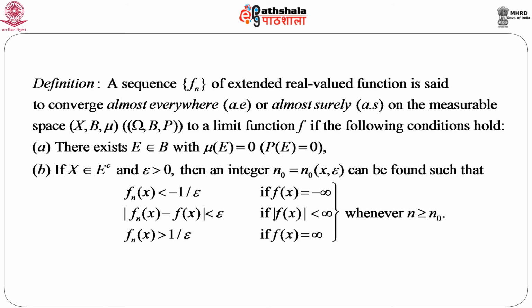And just one small definition, that is convergence almost surely. A sequence f n of extended real valued functions is said to converge almost everywhere or almost surely on a measurable space (X, B, mu) or a probability space (Omega, B, P) to a limit function f if there exists a set E belonging to B with mu of E equal to 0, that means with probability of E equal to 0, because probability is also a measure. So, if you take mu equal to P, we get probability of E equal to 0, and if x belongs to E complement, then for any epsilon greater than 0, we can always have f n x less than 1 minus 1 by epsilon if f x equals minus infinity, mod of f n x minus f x less than epsilon if mod of f x is less than infinity, and f n x greater than 1 by epsilon if f x equals infinity, whenever n is greater than n naught, which might depend on x and epsilon.